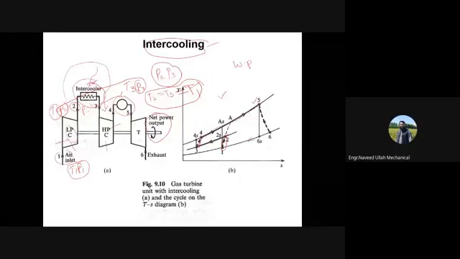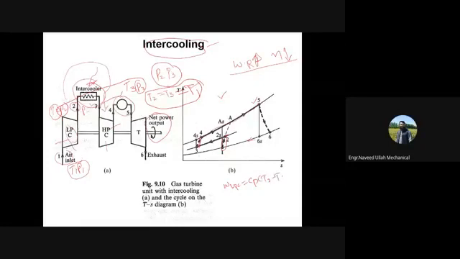Now I told you that if you use the intercooler you can increase the work ratio, but the efficiency will decrease. Okay, now you can validate that. How can you validate it? You see here, what is the work consumed by the low pressure compressor? That is your Cp times (T2 minus T1). This is the work consumed by the low pressure compressor.